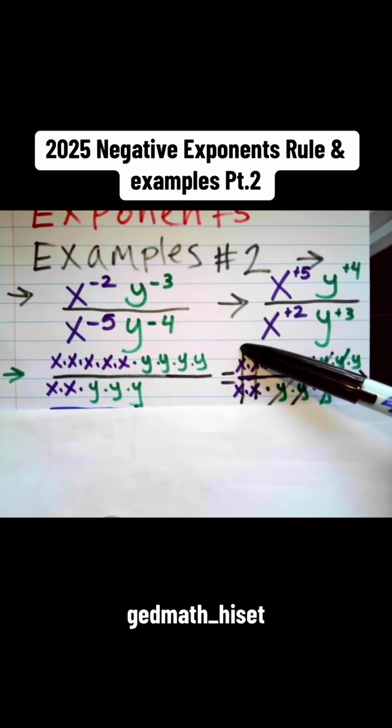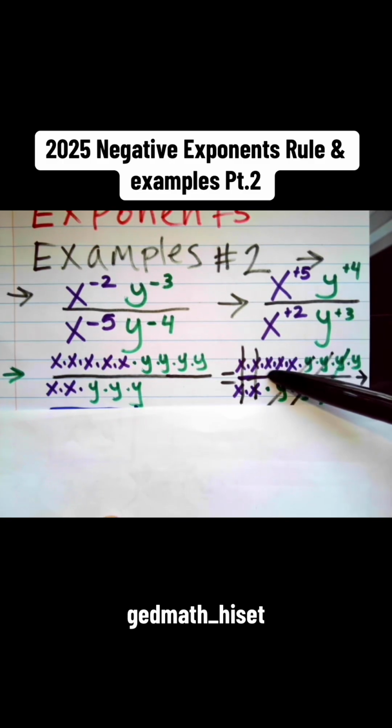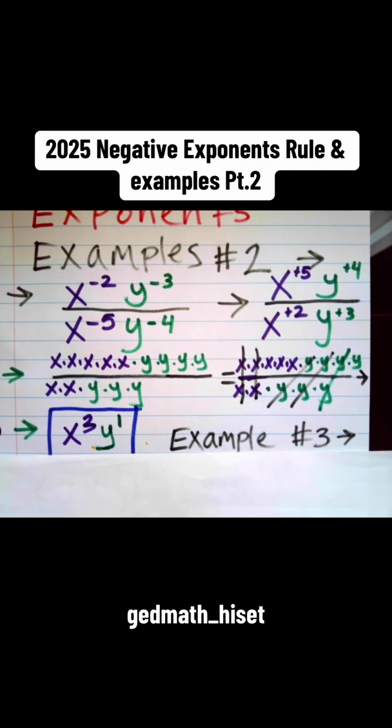Now at this point, remember, any term over itself is 1. So I can just start canceling out terms over themselves. I'm left with 3 x's on top. Y over y is 1, y over y is 1, y over y is 1. I'm left with 1 y in the numerator of the top part of the fraction. So now I'm going to simplify. X times x times x is x to the 3rd power times my leftover y. And that's what we have here, x cubed y to the 1st power.